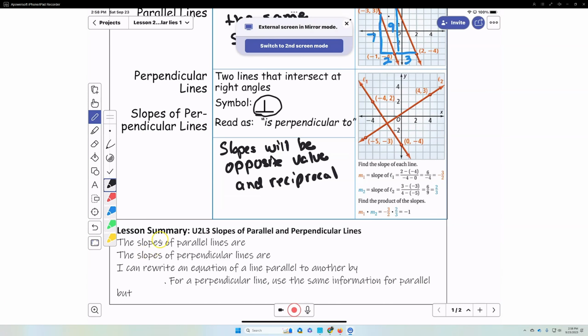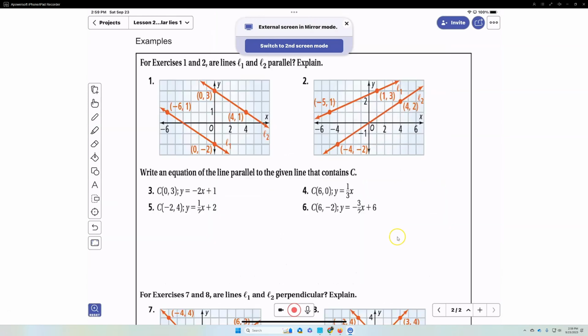So the lesson summary, because it was a very short lesson: the slopes of parallel lines are equal. The slopes of perpendicular lines are opposite reciprocals. Now we're going to check whether two lines are parallel graphically. So I'm going to identify the slope. Both slopes are negative, but they have the same rate of change. So line L1 and L2 are parallel because they have the same slope.